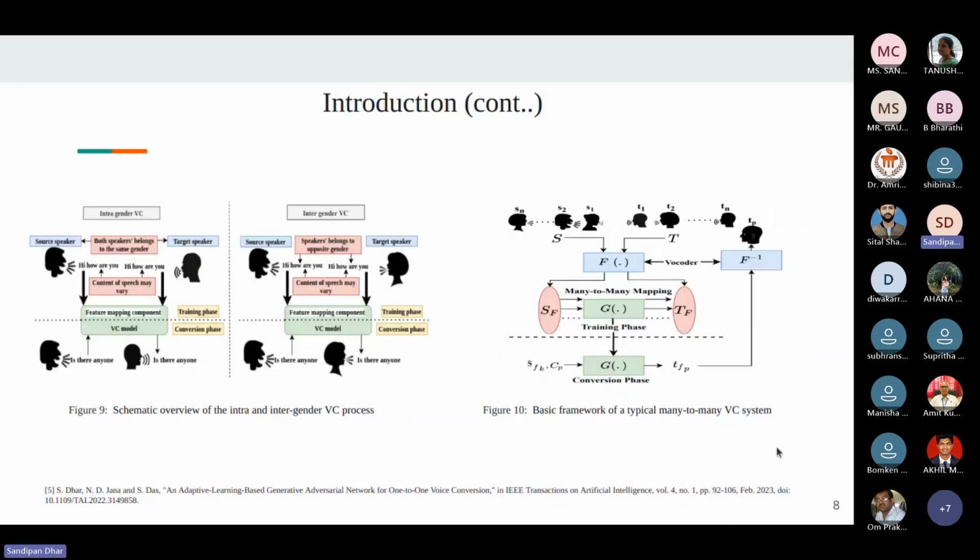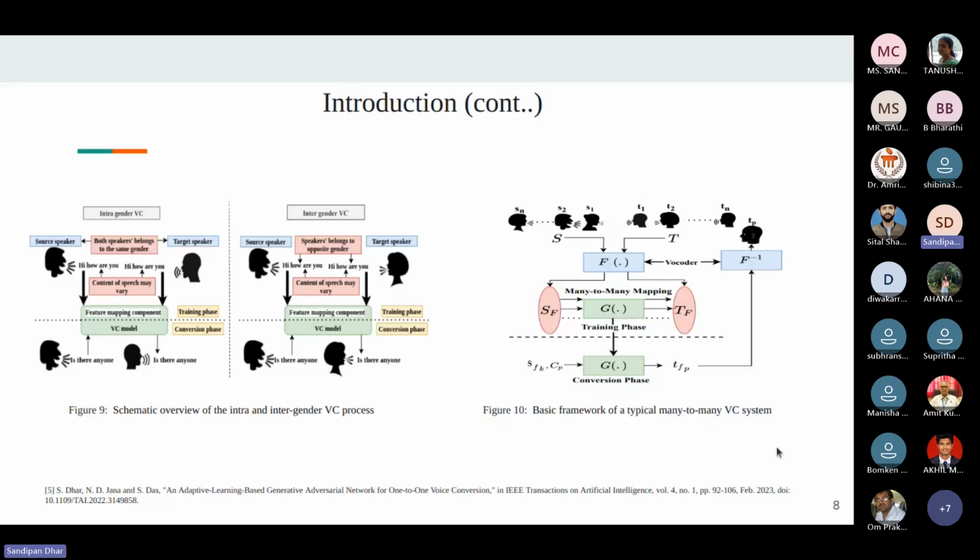Then comes intergender and intragender voice conversion. As the name indicates, in one case we have different genders and in the other case we have the same gender. The gender plays a very significant role because, based on the gender as well as the age group, the frequency components change. When we deal with the same gender, intragender VC is quite easier compared to intergender VC, because the frequency components change.